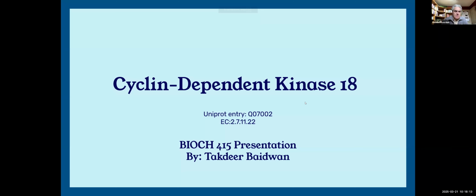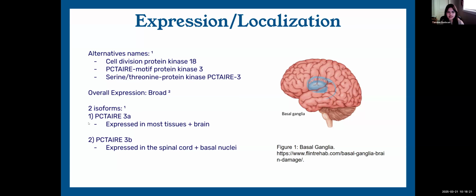Okay, sounds good. So today I'll be talking about cyclin-dependent kinase 18. There are two primary isoforms for this kinase. We have an isoform that is expressed mainly in the brain, but it's also expressed in other tissues as well. And then we also have some expression in the spinal cord and the basal nuclei.